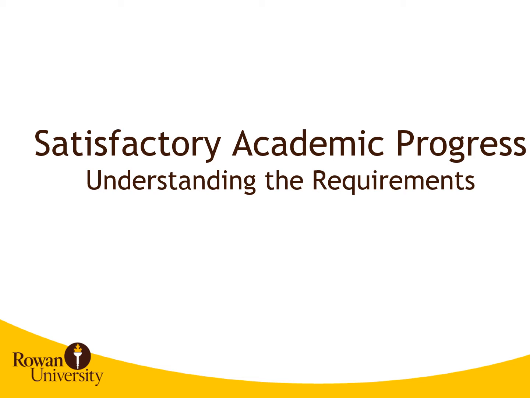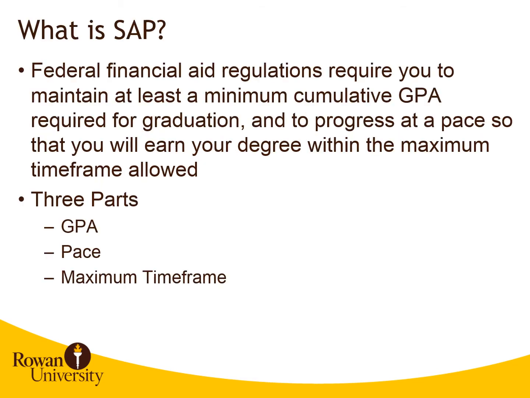Today we're going to discuss satisfactory academic progress and how to understand the different requirements. A lot of students wonder, what is SAP? SAP is a federal financial aid regulation. We're required to make sure that students are maintaining at least a minimum cumulative GPA that's required for graduation, and that students are progressing at a pace so that they can earn their degree within the maximum time frame allowed. There's three main parts: a GPA requirement, pace, and maximum time frame. We'll look at each of these three parts together in more detail.